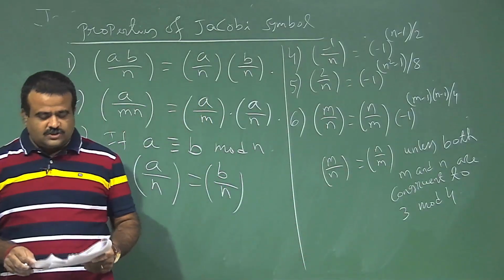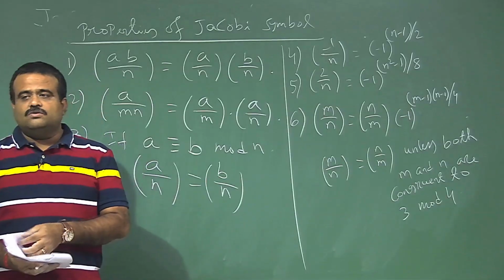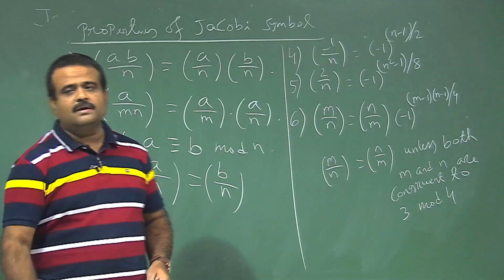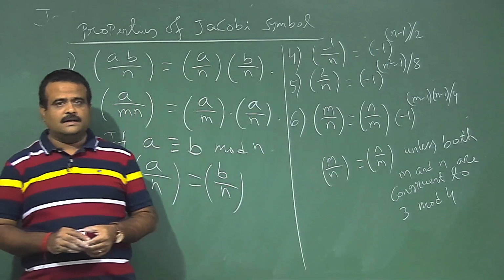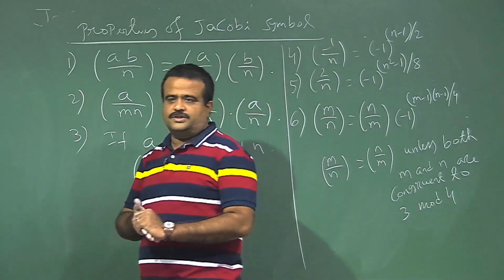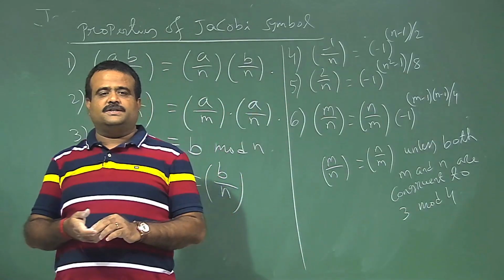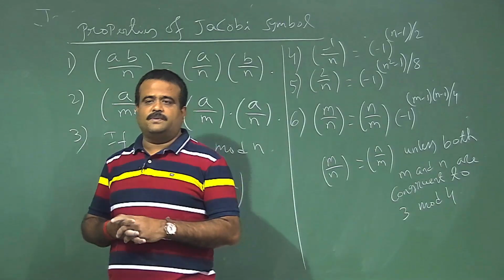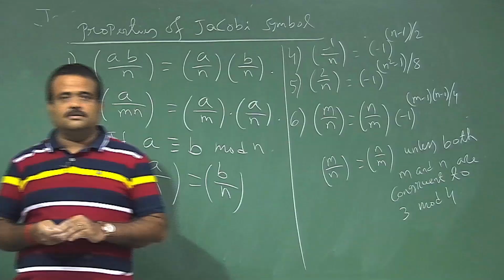We will use this result to find the Jacobi symbol of any number (a/n), and we will see how it will be useful for a crypto system or for primality testing, to check whether n is prime or not. Thank you.